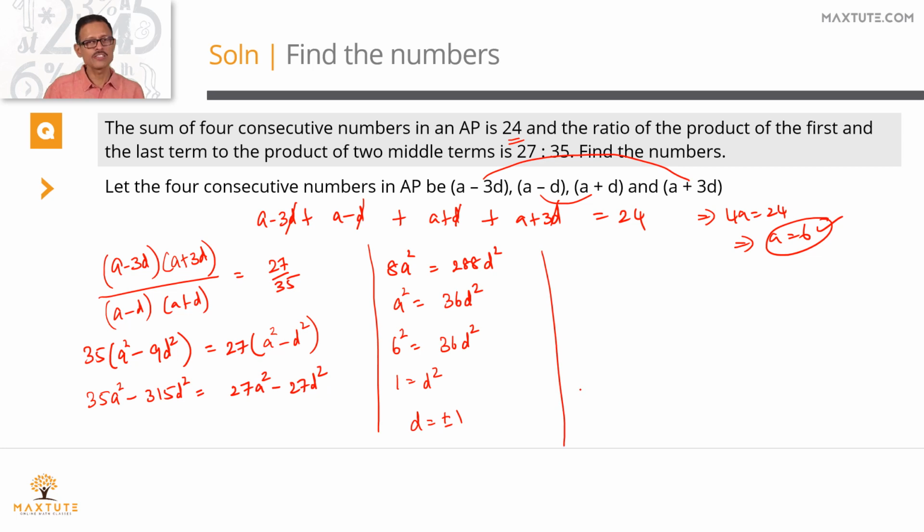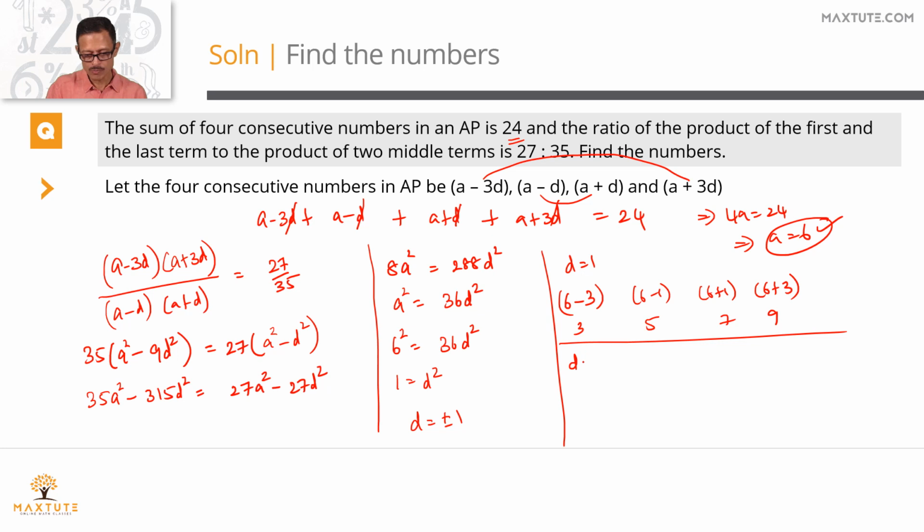Let's compute the terms. d is plus or minus 1. If d is equal to 1, what will be the term? a is 6. 6 minus 3 into 1, which is equal to 3. That's the first term. 6 minus d, which is 6 minus 1, 6 plus 1, and 6 plus 3. These will be the terms. So 3, 5, 7, 9.